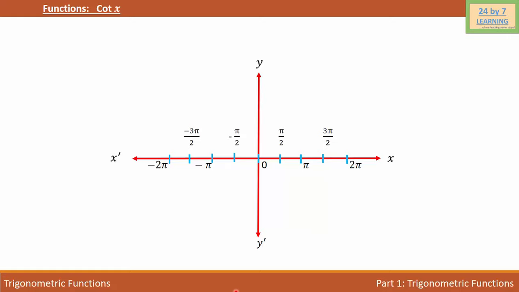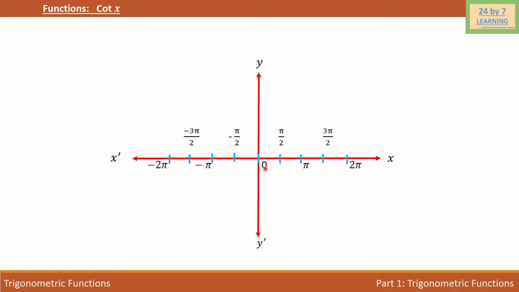Let's talk about the cotangent function. In order to talk about the cotangent function, we need to graph it. As you can see, this is my x-axis and this is my y-axis. The point of intersection of the x-axis and y-axis is this point, which is origin O.